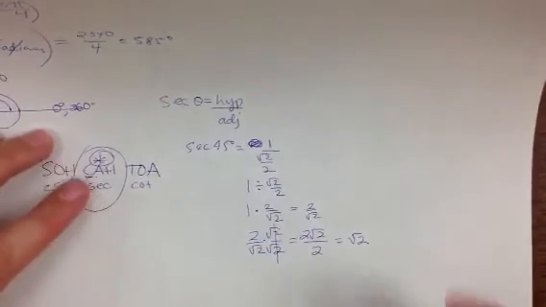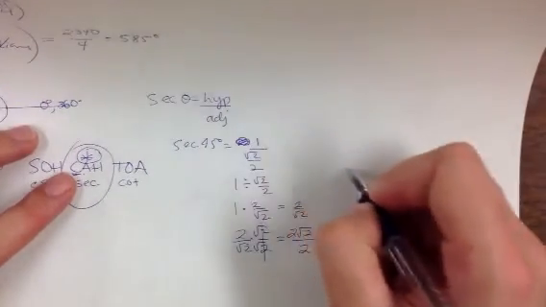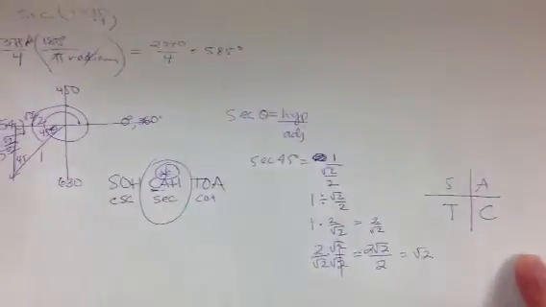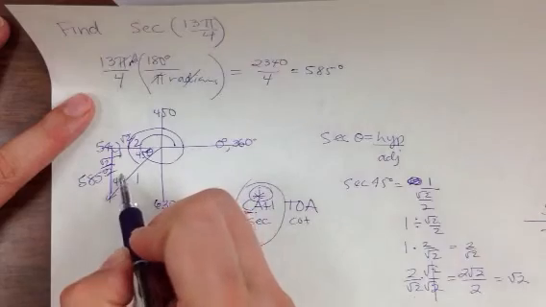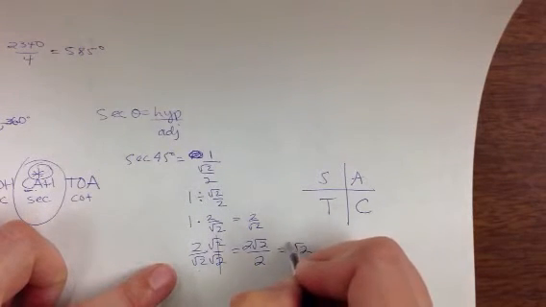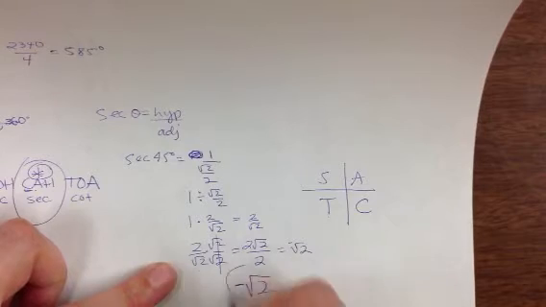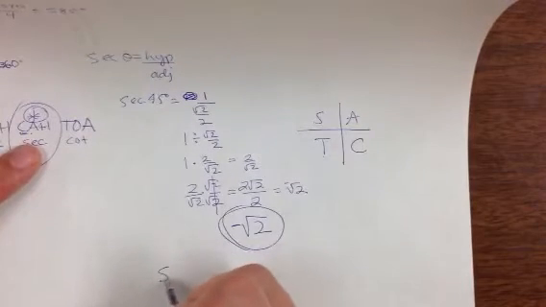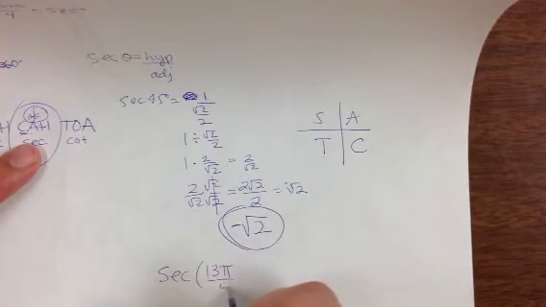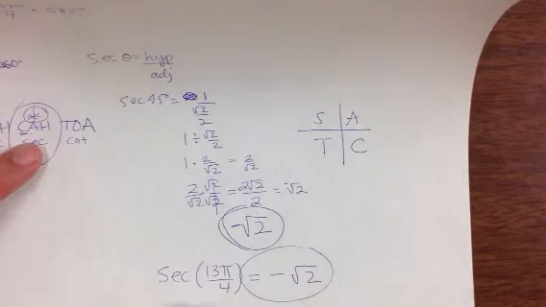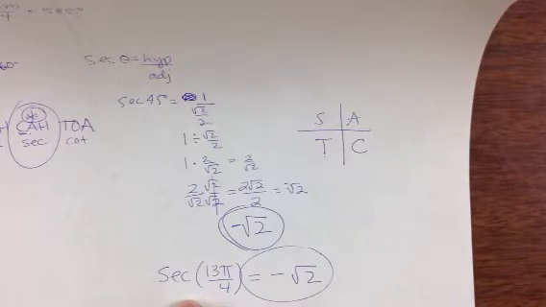But the last thing I need to remember is that all students take calculus. What quadrant was I in? Over here I'm in the third quadrant. In the third quadrant, the only things that are positive are tangent and cotangent. So I have to put a negative on my final answer. And so the answer to secant of 13 pi over 4 would be negative square root of 2. And there's my first example. We'll go for another example.